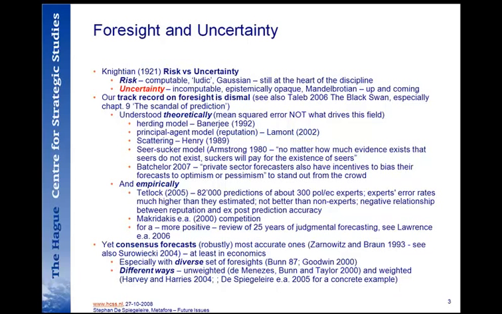And this idea of risk, this Gaussian idea of risk with bell curves, is still very much at the heart of the discipline. But Knight already in '21 pointed out that there's another element of uncertainty, which is incomputable, which is epistemologically much more opaque. It's close to what Donald Rumsfeld used to call the unknown unknowns. I mean, it's unknown and we don't even know that we don't know it.